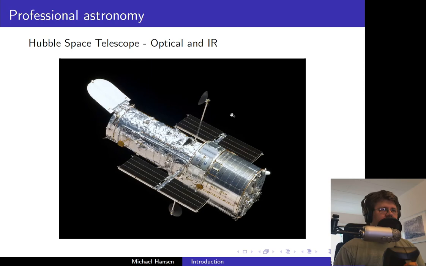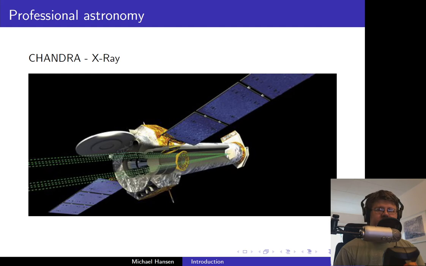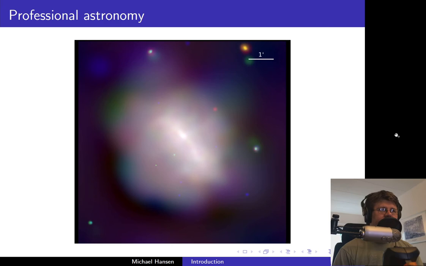I didn't have any examples of observations from radio telescopes ready at hand, but obviously I have some from the Hubble Space Telescope, and I also have some of the Chandra X-ray images. And this is the image that you see here. And you might think to yourself, really Michael, is that it? That blob of light?